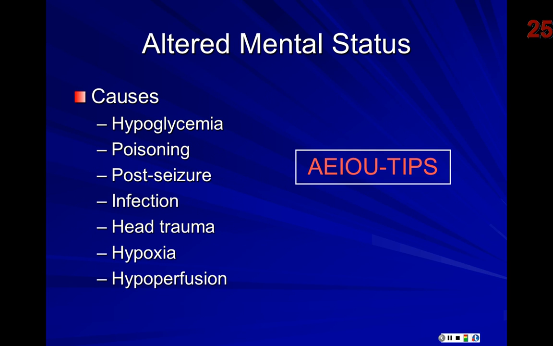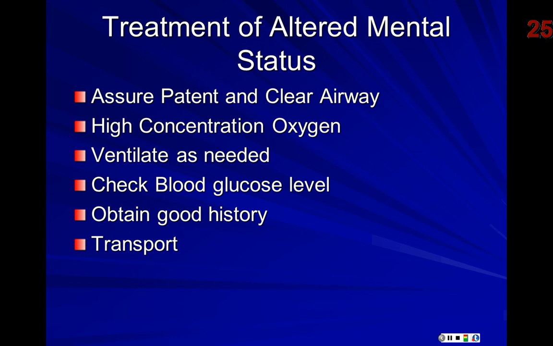So altered mental status. Don't forget about your AEIOU TIPS. So causes: hypoglycemia, poison, post-seizure, infection, head trauma, hypoxia, and hypoperfusion. Typically, if they're hypoperfusion, they're going to have one of the other things unless it was a significant trauma. So what are we going to do for altered mental status? Make sure they have a clean, clear airway, high concentration O2, ventilate them as needed, check the blood glucose, obtain a good history, and transport.